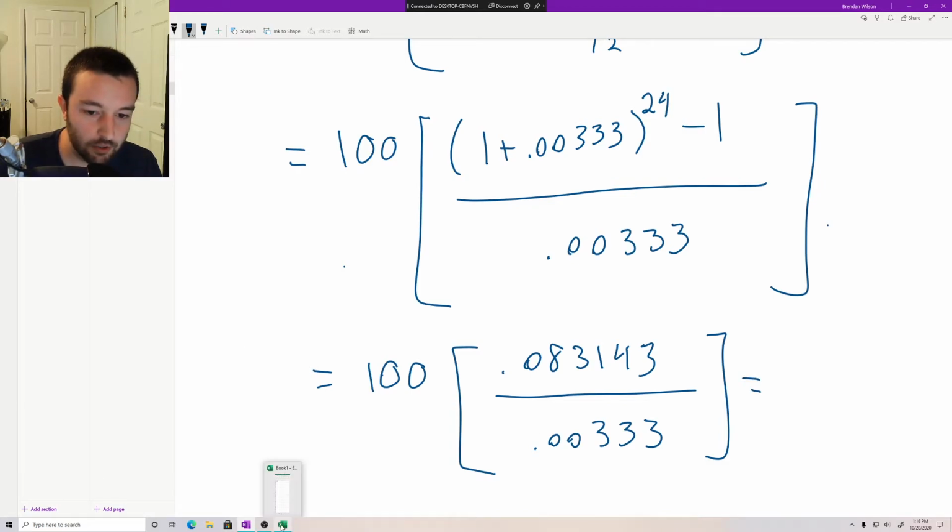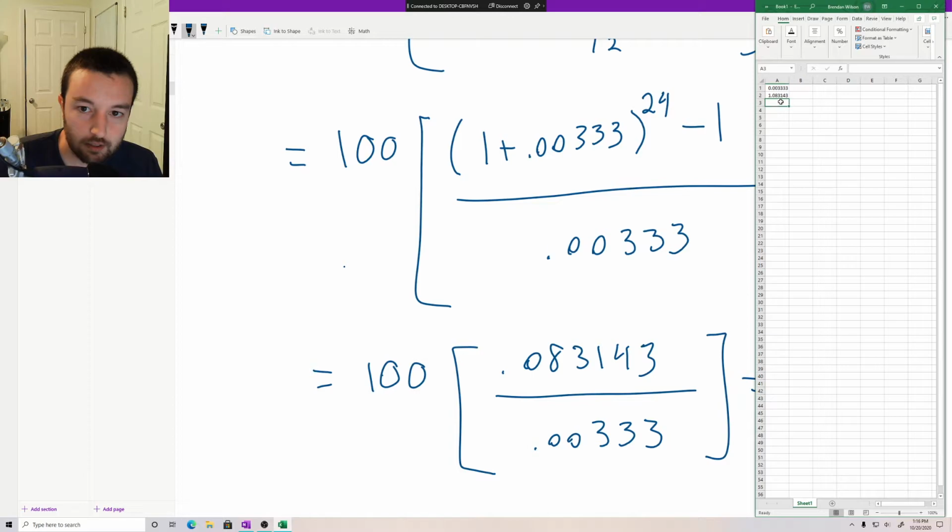Okay. And now we're going to do, so we can take what's in A2 and subtract 1 to get our 0.083143. Now we can take what's in A3, the 0.08343, divided by what's in A1, right? Because that's what we're doing on this part here. So we get 24 point all that, and then we just need to multiply that by 100. So we'll take A4 times 100.